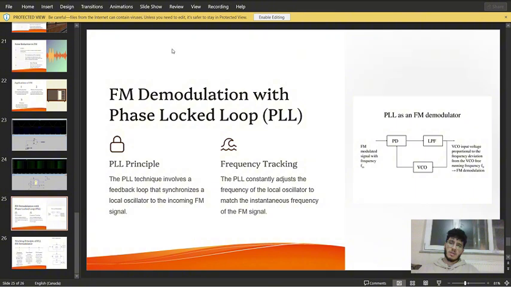Now I'm going to continue with FM demodulation. FM demodulation with phase locked loop, PLL. We have the PLL principle. The PLL technique involves a feedback loop that synchronizes a local oscillator to the incoming FM signal.